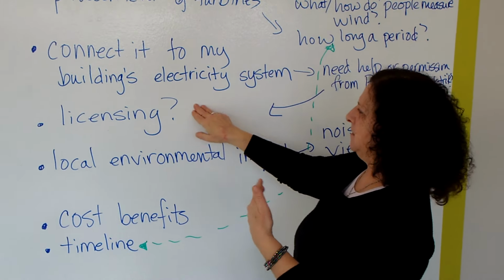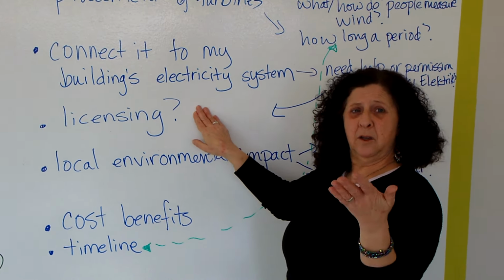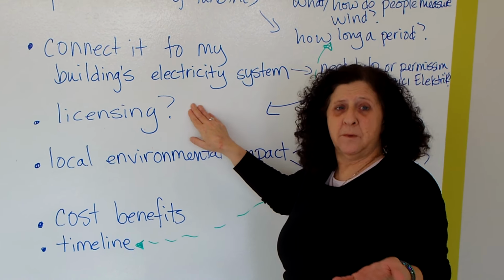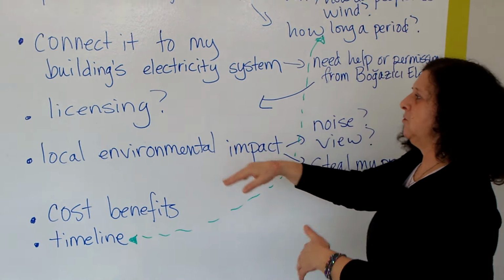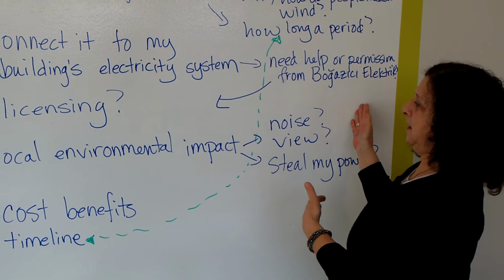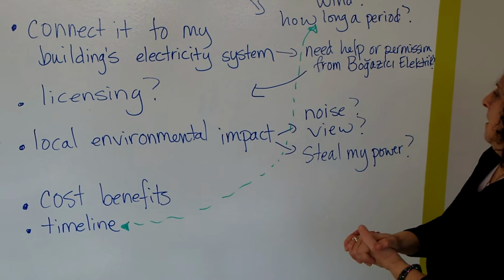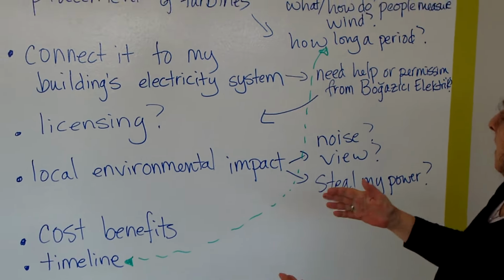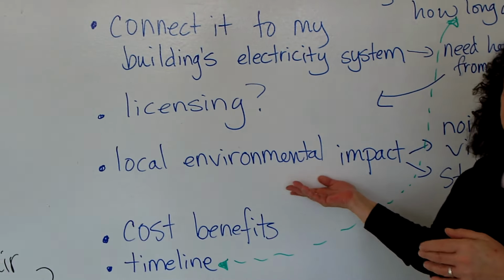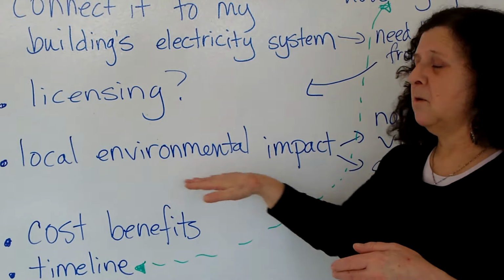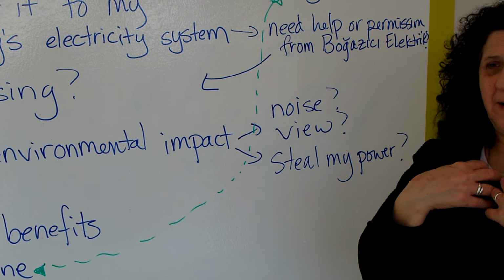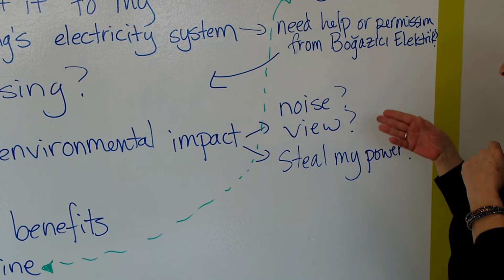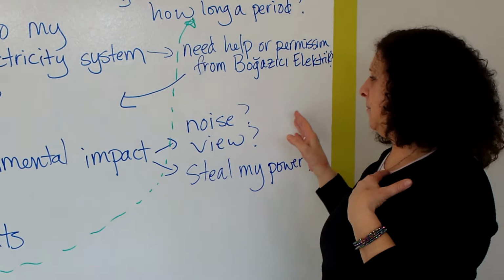And related to that is finding out whether or not you need to have licensing permission to do this from the city, your local district, or even the electric company. I have no idea. Something else that probably would be important to think about is the local environmental impact. How would a wind turbine on my house affect my neighbors and my neighborhood?